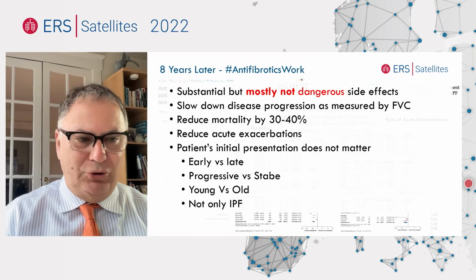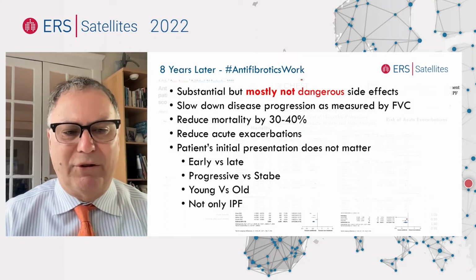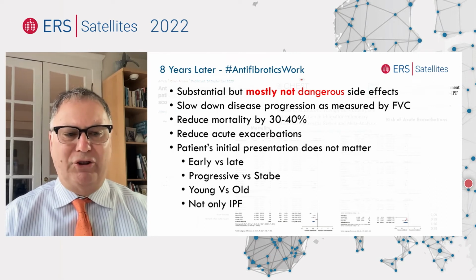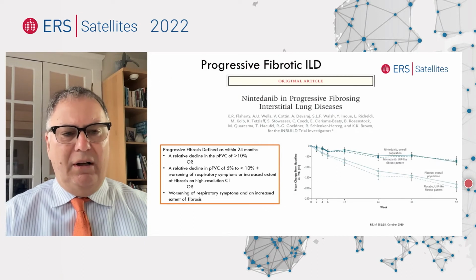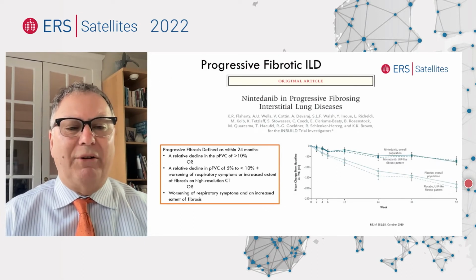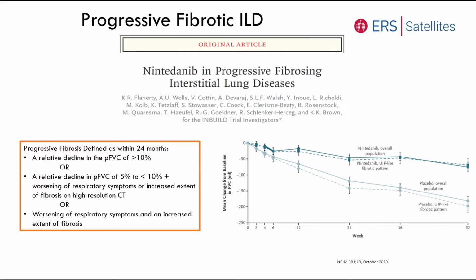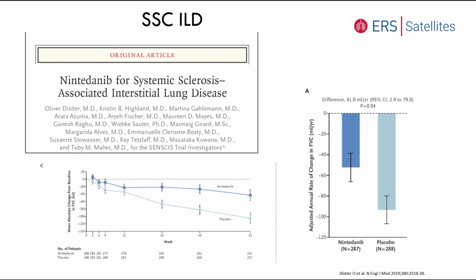All evidence suggests that you should just treat the patient if you made a diagnosis of IPF. There's no difference progressive versus stable. There's no difference young versus old, and it's not only IPF. This is a classical study published by Kevin Flaherty and the INBUILD trial, which showed that nintedanib is effective in progressive fibrotic ILD.